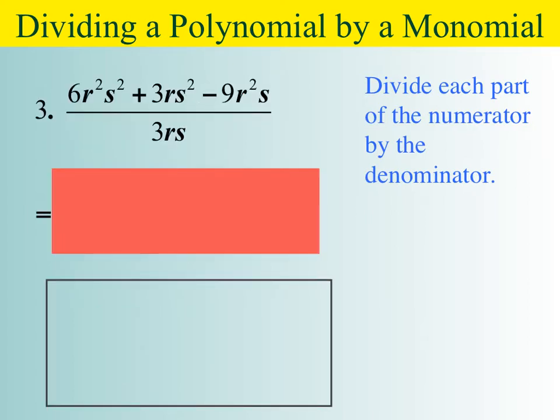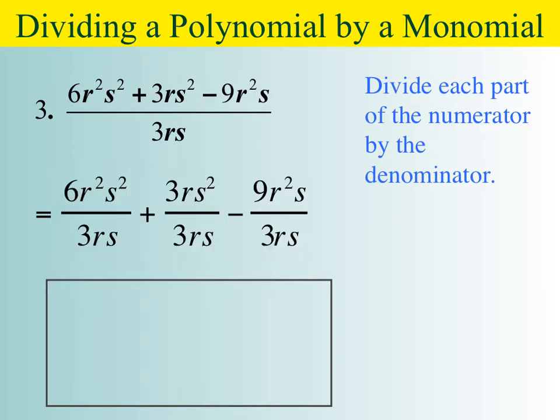Third example is actually a trinomial divided by a monomial. So again, this really means all three parts of the numerator divided by that denominator 3rs. So if you choose to separate it, you would end up with 3 different parts, like you see here. Or if you want, you can just circle off each section and divide individually like that. So 6 divided by 3 becomes 2. And then if you have r squared over r to the first, that's going to be r. s squared over s becomes s to the first.